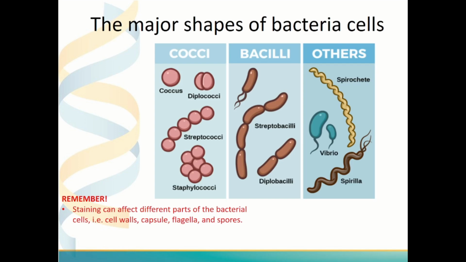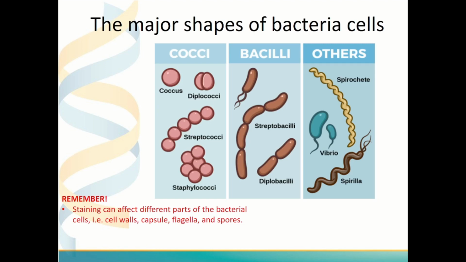As we can see from the picture, cocci have a round or circular shape, and bacilli are rod-shaped, and others are spiral-shaped or comma-shaped like Vibrio cholerae. The cocci will also be divided into several types like Coccus, Diplococci, Streptococci, and Staphylococci. And the bacilli are also divided into several types, such as Streptobacilli, which has a chain shape, and then Diplobacilli.